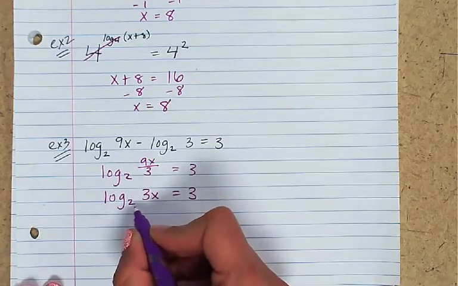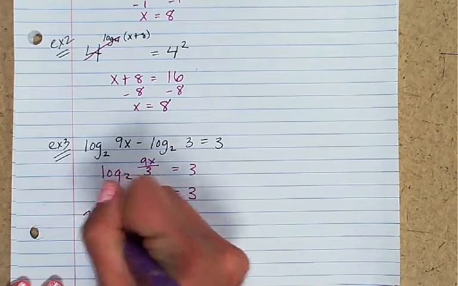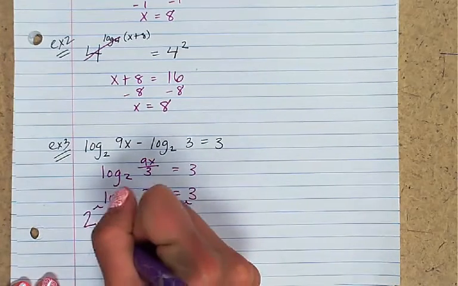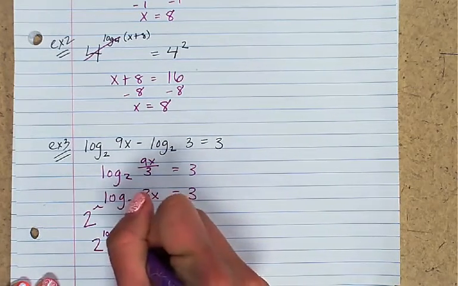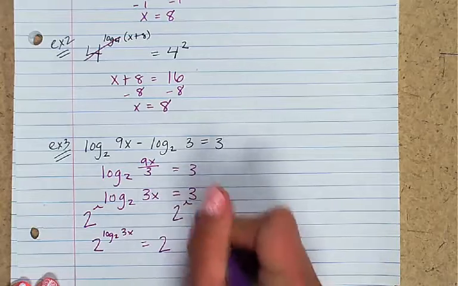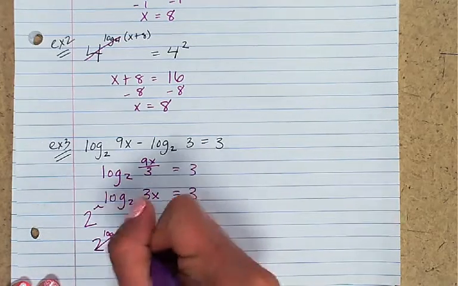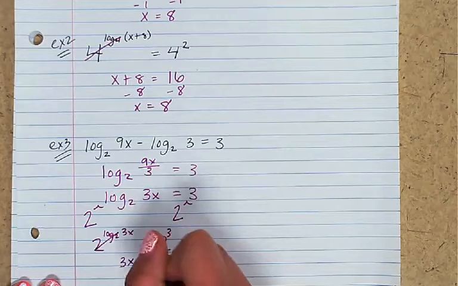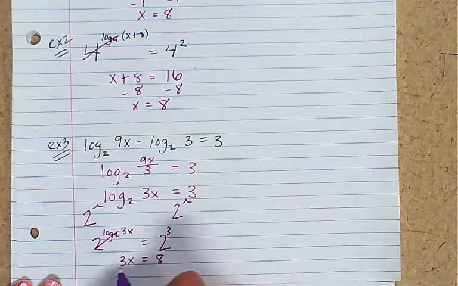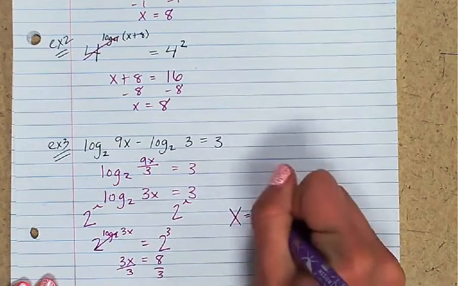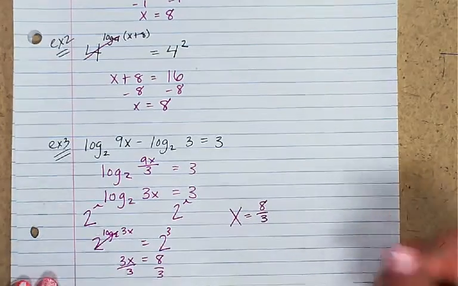So now to undo this base 2, I'm going to use an exponential function of 2. So 2 to the power of log base 2 of 3x equals 2 to the power of 3, or 2 cubed. So 2 to the log base 2 cancels, and we get 3x equals 8. Divide both sides by 3, and we'll just leave that as 8/3 for now.